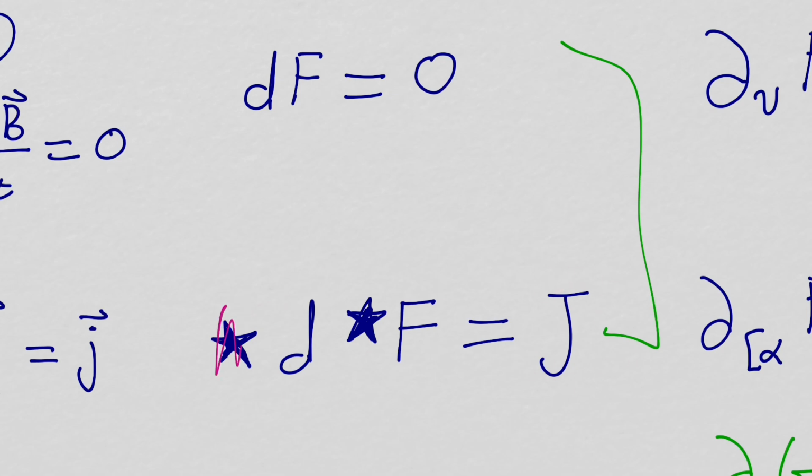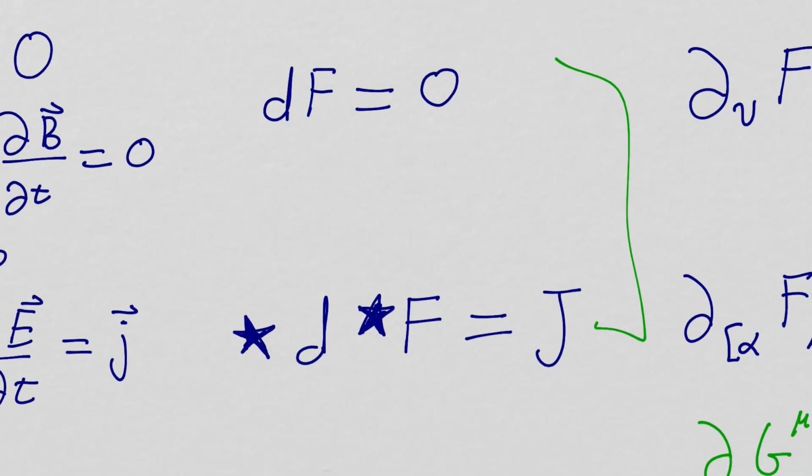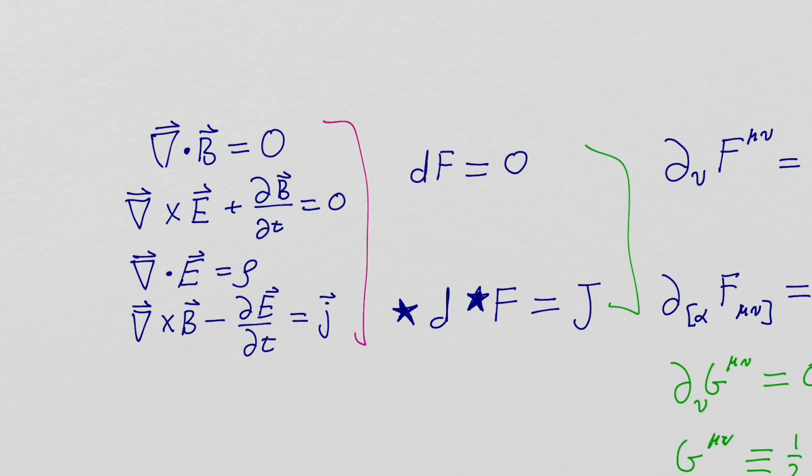Sometimes, by the way, you'll see it written like this without that first Hodge dual. And in that case, the current is defined to be a three form. I think Wikipedia actually does it that way. Anyway, so we got these four broken down into two, which is nice.